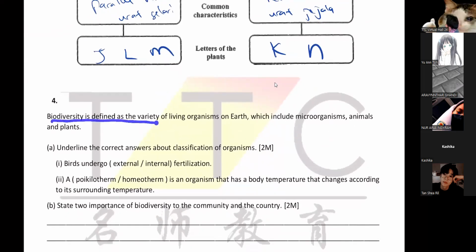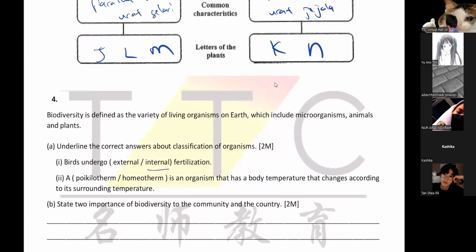Biodiversity is defined as the variety of living organisms on Earth, which includes microorganisms, animals, and plants. So underline the correct answer. So bird, they will do internal. They're on land. Okay. What organism is someone that has body temperature that changes according to surrounding? Surrounding hot, I hot. Surrounding cold, I cold. So that's your poikilotherm.